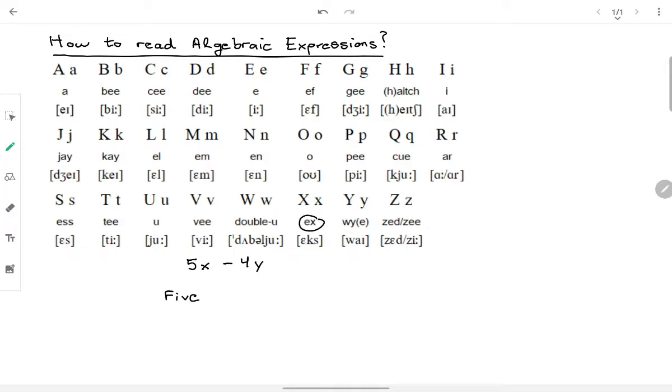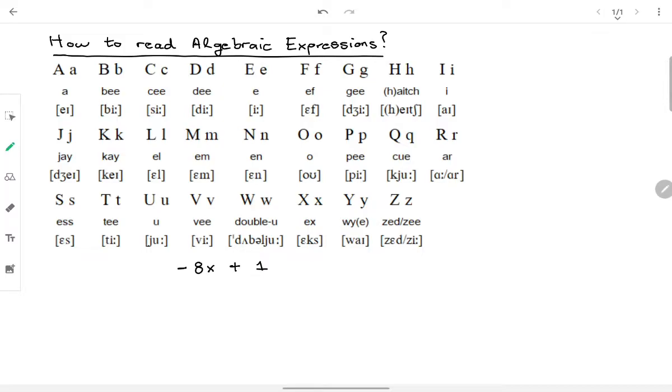Here is x, 5x, comma, minus 4y. And that will be the easiest one. This algebraic expression is 5x minus 4y. Let's see some other example.